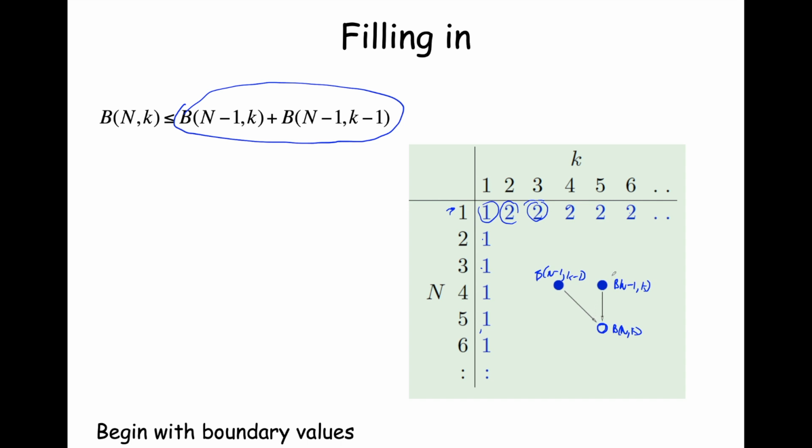And so we can use this scheme to fill in the rest of the table. For example, if we have this value and this value, the first one is going to be our B(N-1, k-1). Here, we're going to have our B(N-1, k), and so we're going to add the 2, and that's going to be 3. And so we can use this recurrence relation to fill in all the entries of our table describing the max number of dichotomies, B(N,k).